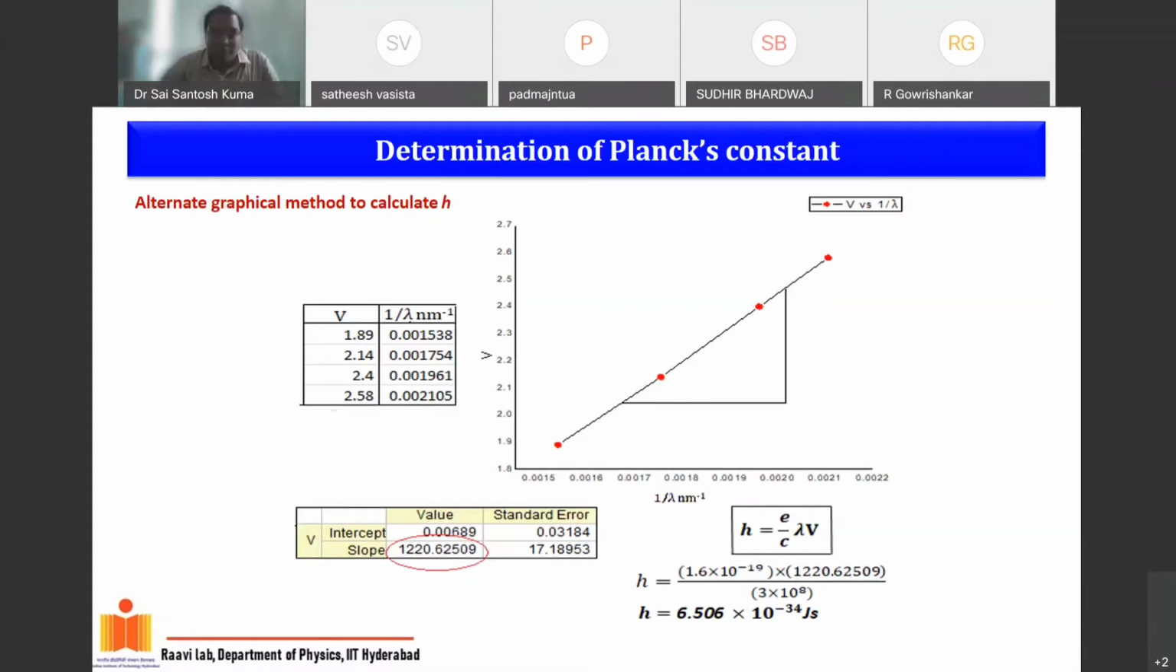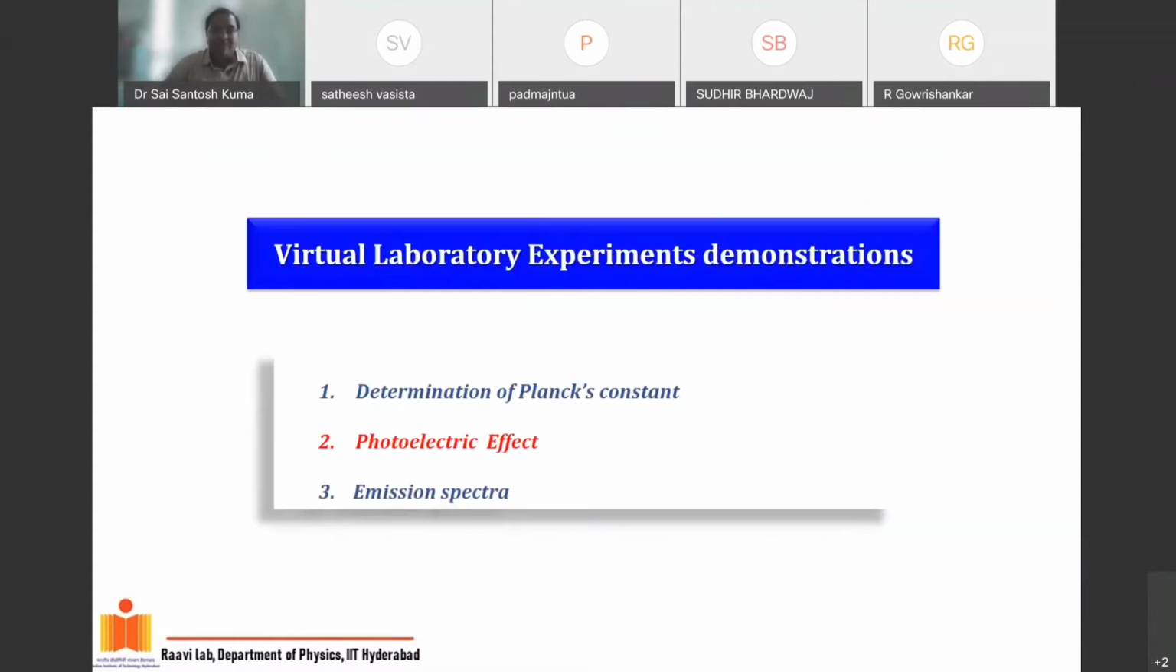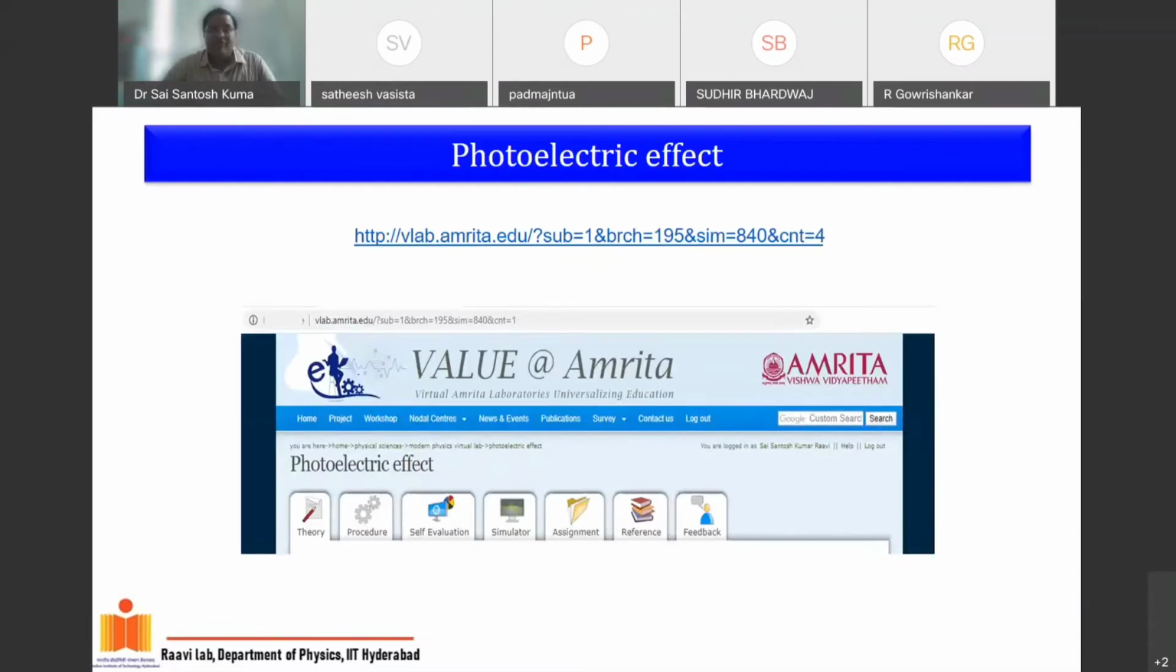Okay, so let's move forward and see the next experiment which we planned, which is the photoelectric effect. Again, this is taken from the Amrita Vishwavidyapeetham server. This is the same thing. All these three experiments I'm demonstrating are from the modern virtual physics lab page. So photoelectric effect is the next thing. We have learned about Planck's constant, and then we go on to the photoelectric effect.